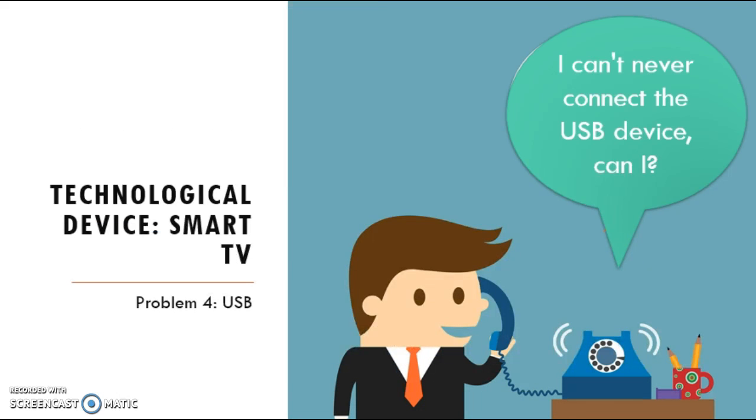Problem number 4. USB. I can never connect the USB device, can I? To connect the USB device, press the home button on the remote control. Connect the USB device. Wait a few minutes until the application selection screen appears. Select the album, music, or video you want.